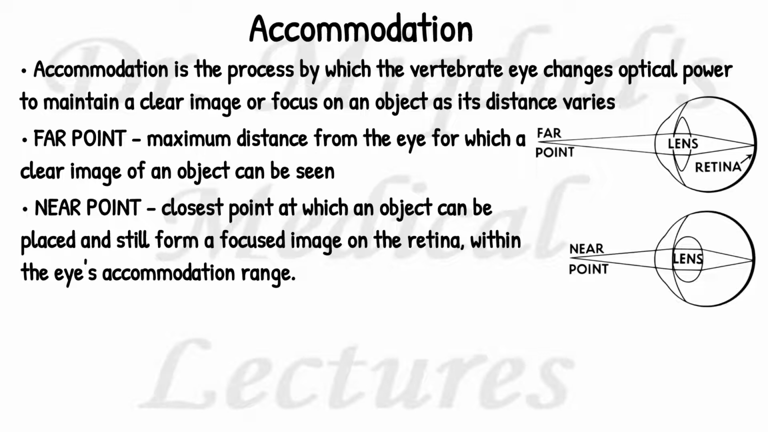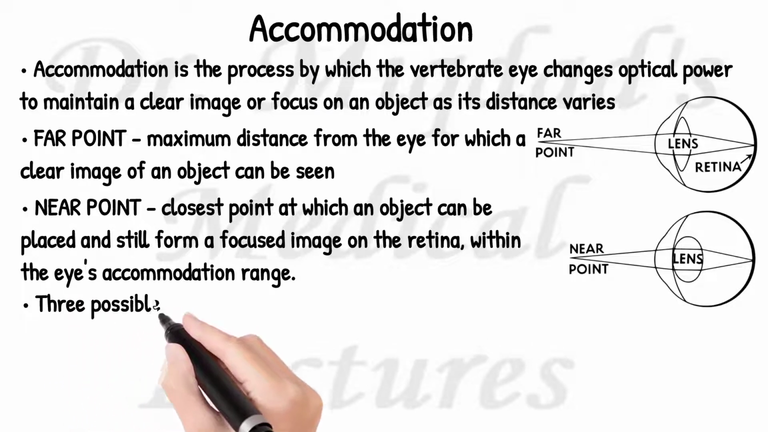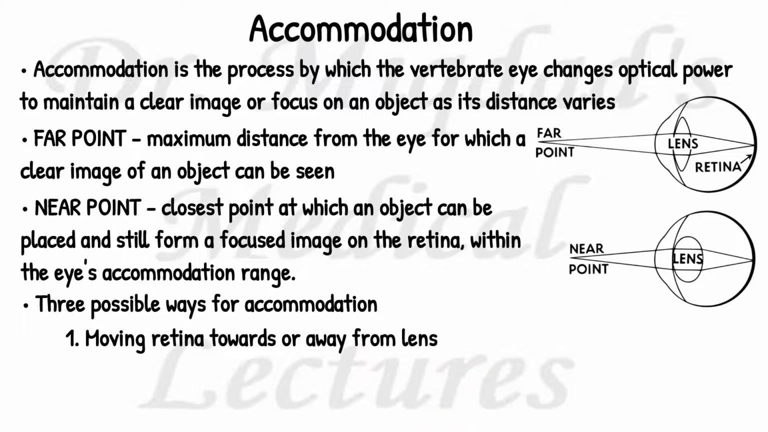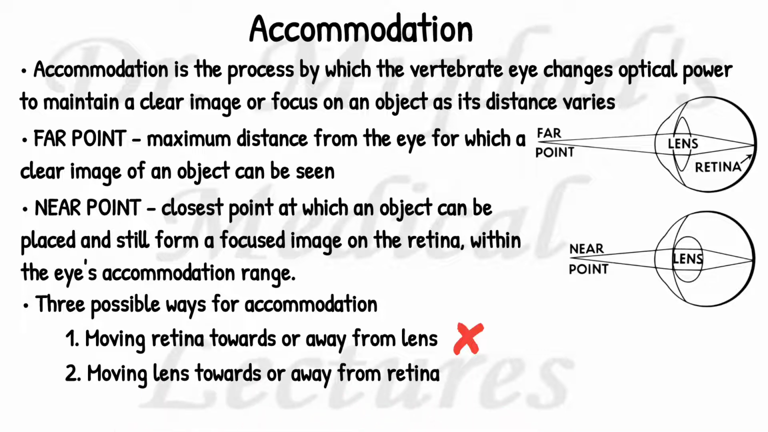So there are three possible ways for accommodation to accurately focus an image on retina. First is by moving the retina towards or away from the lens. This is not possible in humans, but this mechanism is present in some mollusks. Then another option is by moving the lens towards or away from the retina. This option is used in the modern autofocus cameras, where the lens moves inwards and outwards to maintain good focus. This mechanism also exists in some fishes, but unfortunately, this is also not possible in human beings. Then last option is by altering the convexity of lens, and this mechanism is present in our eyes.